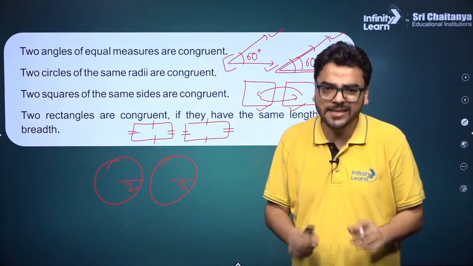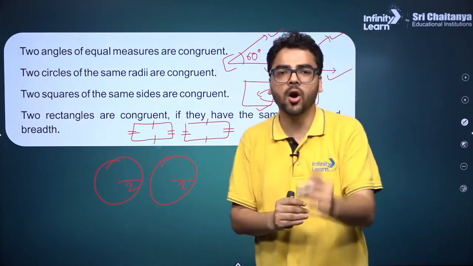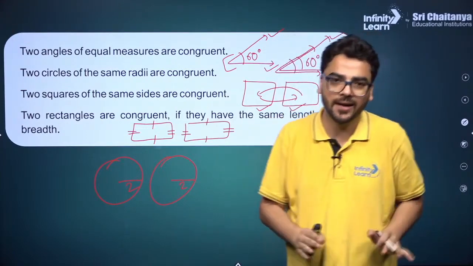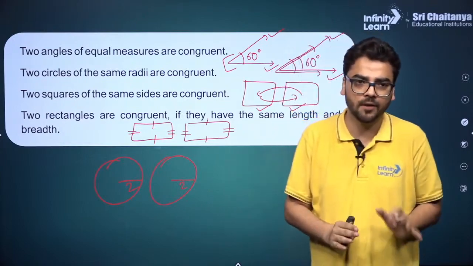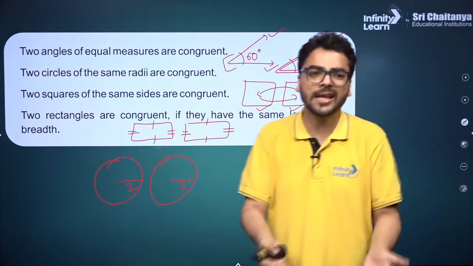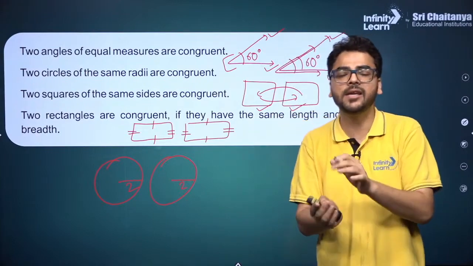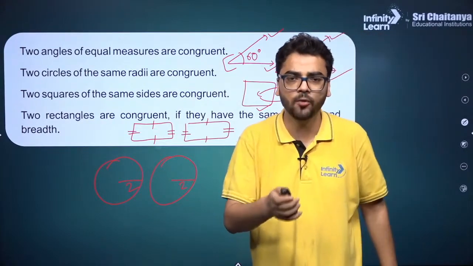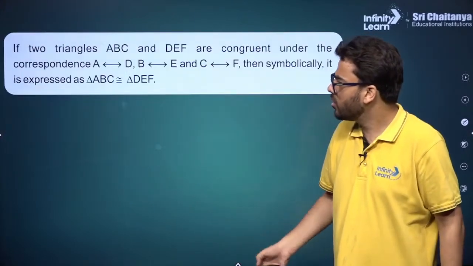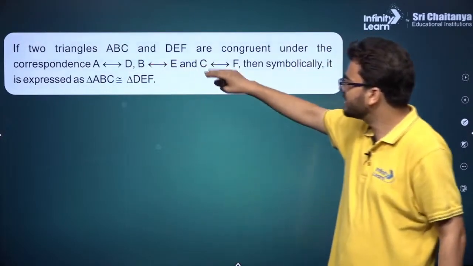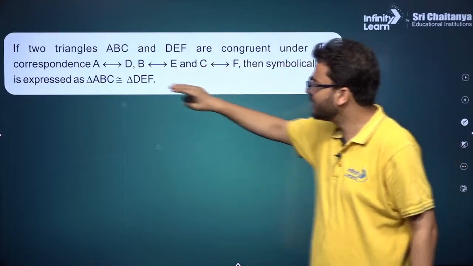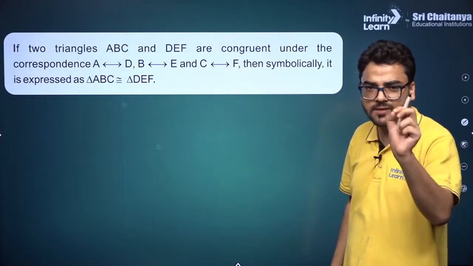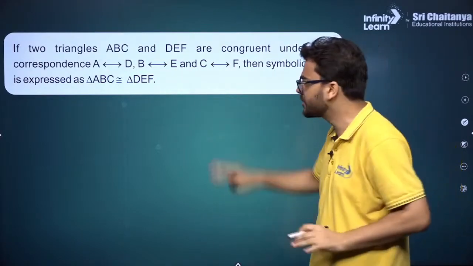Okay. Now, basically, we talk about congruency in case of triangles, right? That is the main purpose of this session. Up till grade 10 or in any grade, basically you study congruency with respect to triangles most of the times, right? I hope it is okay with you. So, if two triangles ABC and DEF are congruent under the correspondence, you see this word is very important, correspondence.